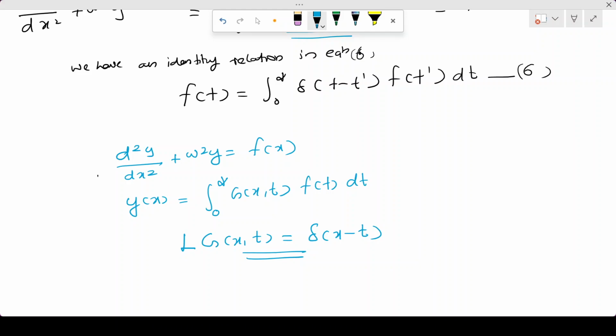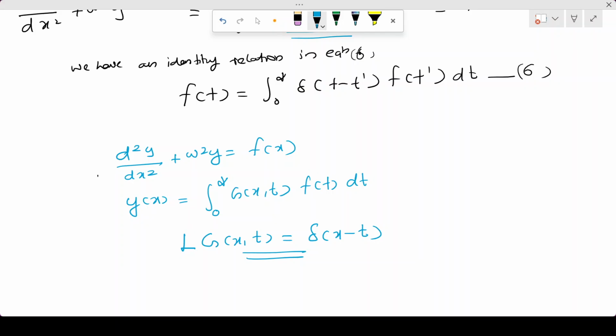Okay, so our main goal for this module is to identify the various methods of finding the Green's function. So if you can find the Green's function and substitute it back into this equation, you can actually find the solution of a non-homogeneous differential equation.